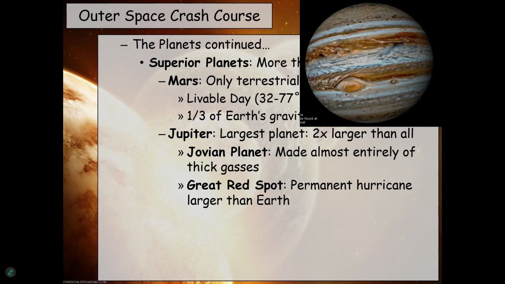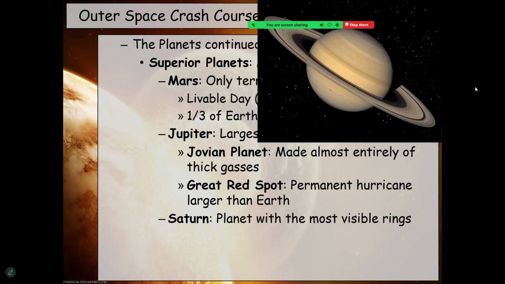In terms of scale, just to show you how big Jupiter is, I think you can fit 2.5 Earths inside that storm, right? So it's a hurricane 2.5 times the size of Earth. Saturn is the one with the rings. It's pretty famous. We're not going to spend a lot of time there.